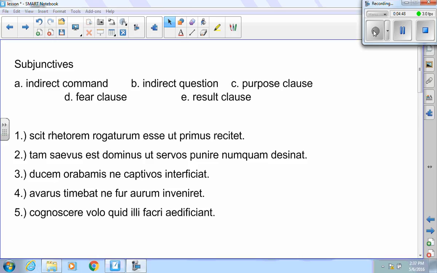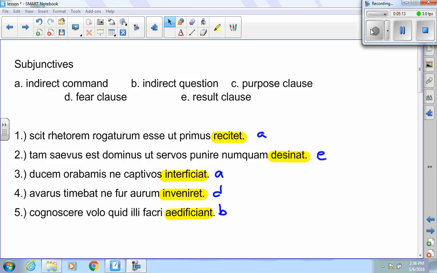Each one of those, 1 through 5, hit pause, read through them, and pick what you think they are. You might ID the subjunctive as well. I put a tricky one on here for you. Number one, he knows that the teacher will ask him to recite first. The command is going to be you recite first, so that's going to be an indirect command. Recitat is the subjunctive.